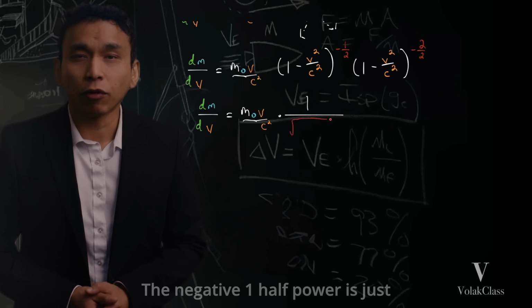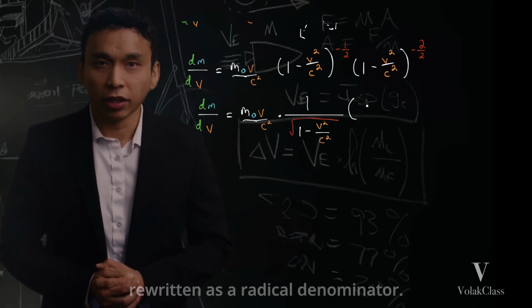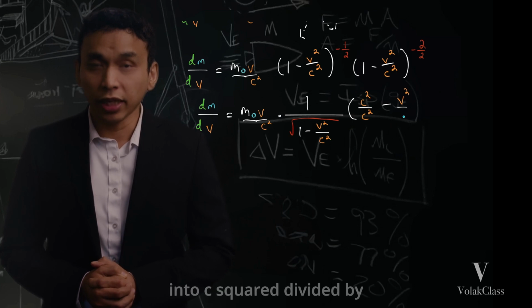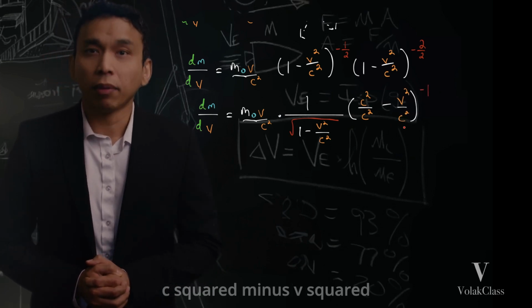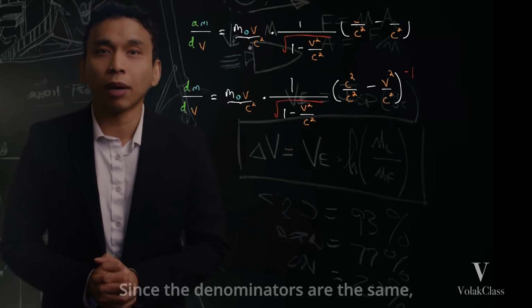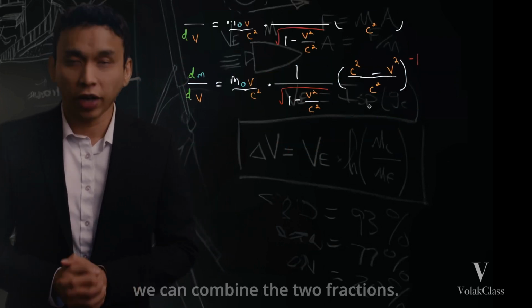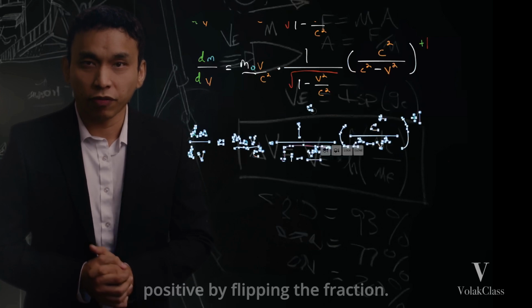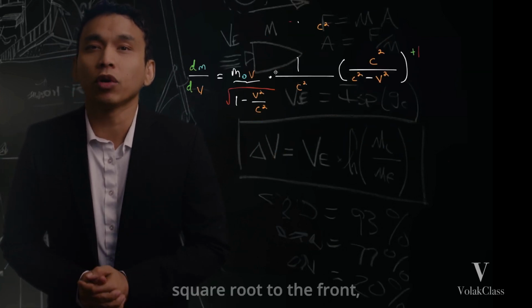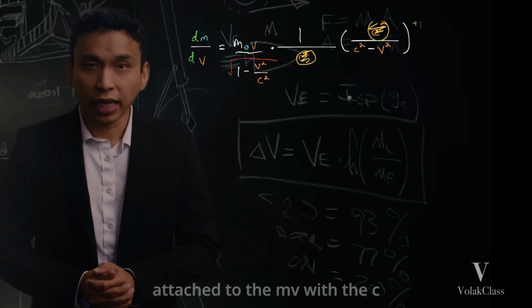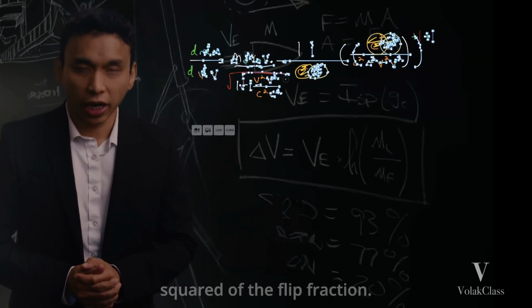The negative 1/2 power is just rewritten as a radical in the denominator, and we create common denominators, turning the 1 minus v squared divided by c squared into c squared divided by c squared minus v squared divided by c squared, all raised to the negative 1 power. Since the denominators are the same, we can combine the two fractions. With a negative power, we can turn it positive by flipping the fraction. After moving the square root to the front, we see that we can cancel the c squared that's attached to the mv with the c squared of the flipped fraction.